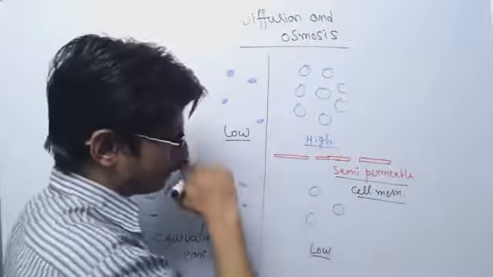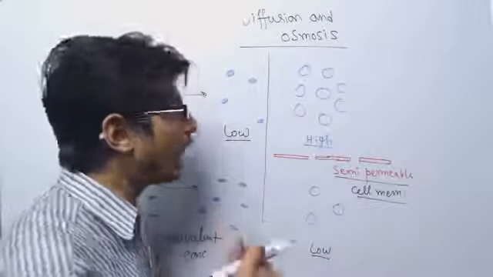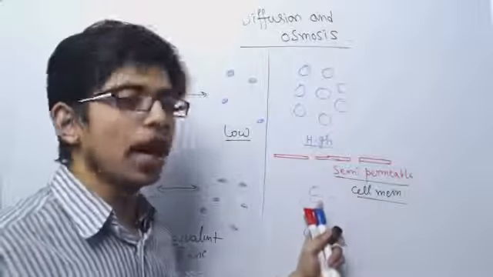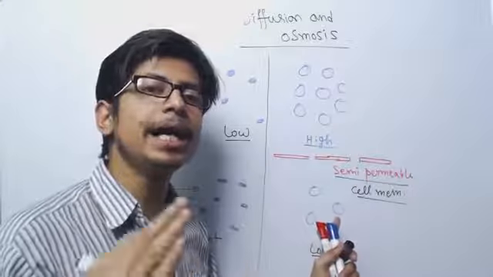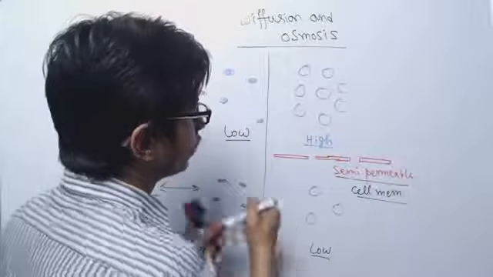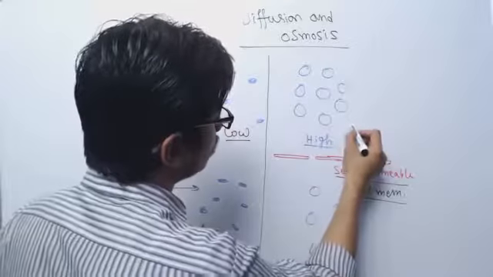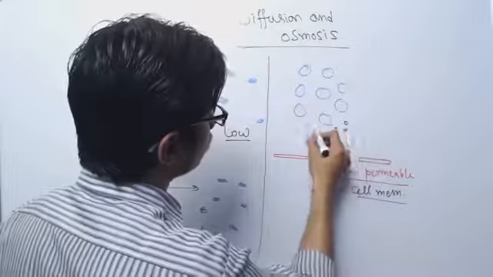So what does that mean? This semi-permeable membrane will not allow glucose to pass. It will only allow water molecules to pass. Now let's say if I draw the water molecules, let's draw them with black dots. These are water molecules, for example.